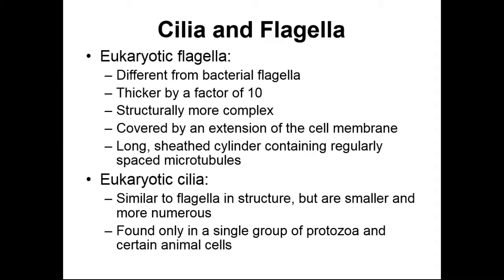Eukaryotic cilia, on the other hand, are primarily used to move a substance past the cell. They are very similar to the flagella in structure, but are smaller and more numerous. They are found in only a single group of protozoa and certain animal cells. In human beings, we have cilia that line our lungs, our respiratory tracts. We also have cilia that line our uterine tubes, aka fallopian tubes. In multicellular organisms, those cilia are used to move a substance past the surface of the cell. That single group of protozoa that has cilia is the exception to the rule, and uses cilia for locomotion.